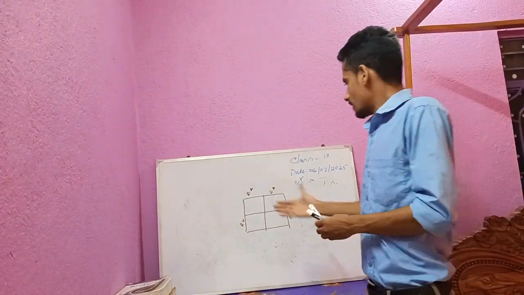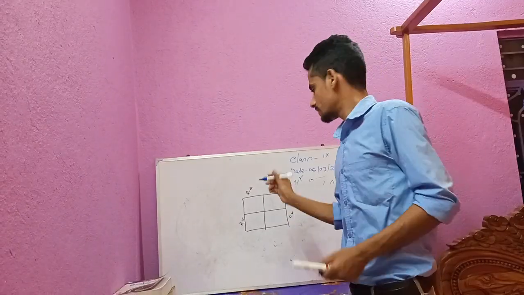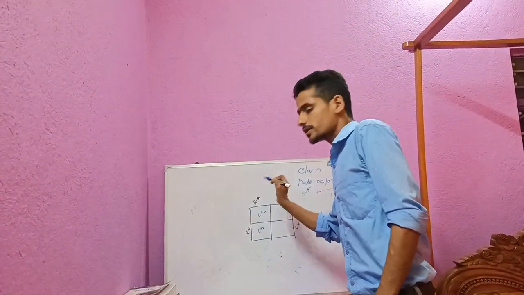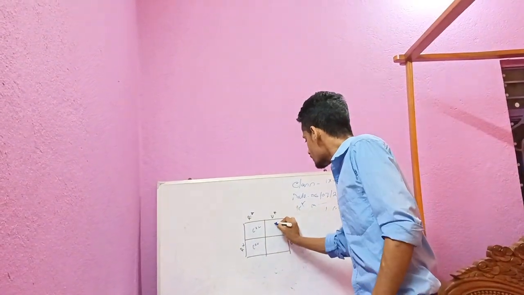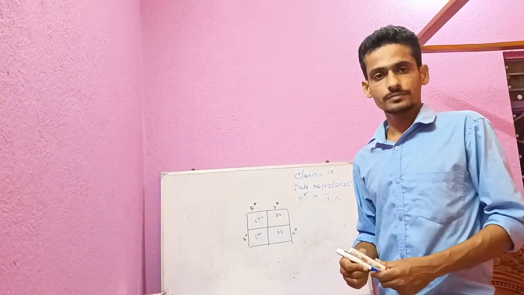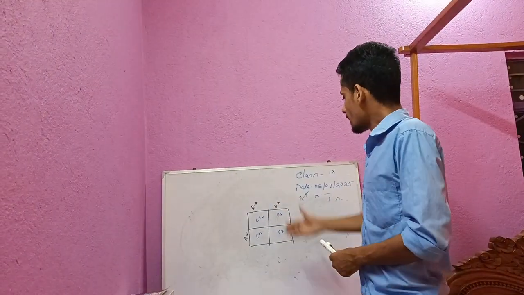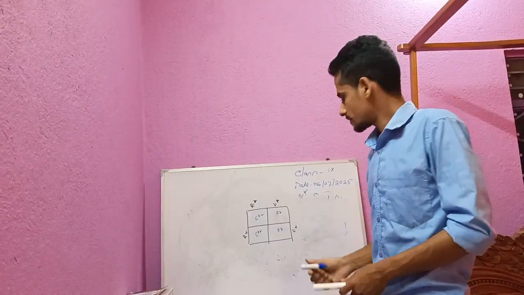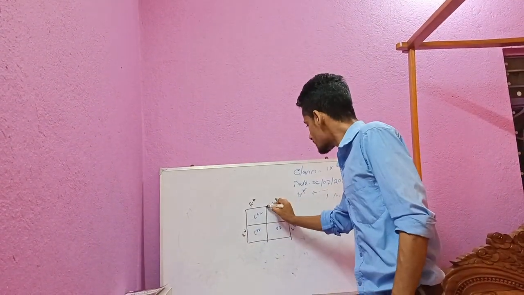The right side of the heart contains deoxygenated blood. Deoxygenated means CO2 containing blood. And the left side of the heart contains oxygenated blood, that is O2 containing blood. This oxygenated blood and deoxygenated blood are separated from each other by a septum. Septum means a wall. This is the septum.